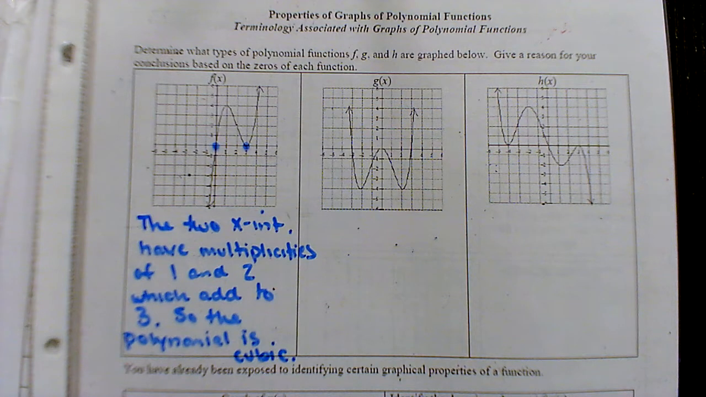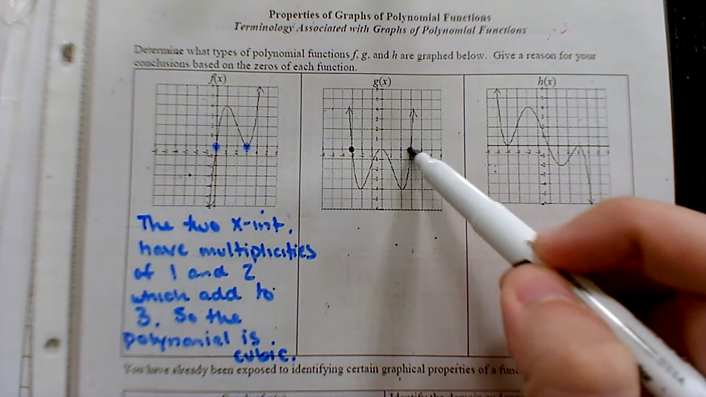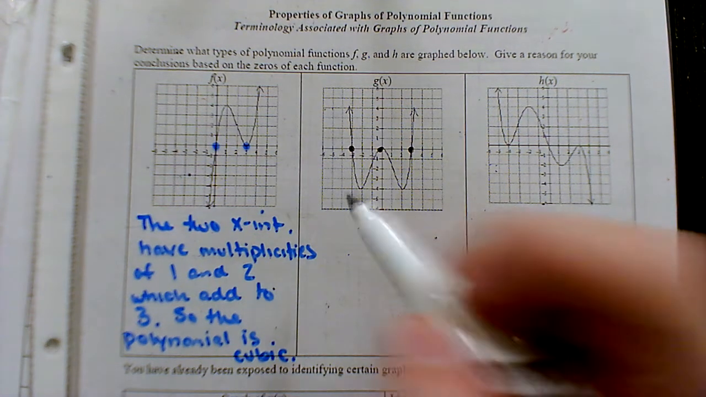I see pencils moving, which is good. I'm wondering what you're writing. Any takers? Go ahead, Hannah. The 3 x-intercepts have multiplicities of 1, 1. Okay, so those are the ones. And 2, good, okay. And so they add to 4, so it's a quartic. Quartic, good, kind of like quarter.